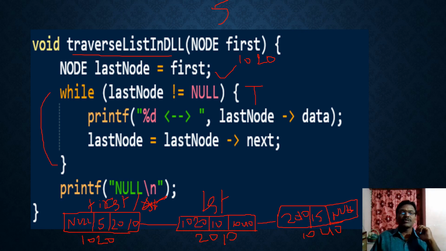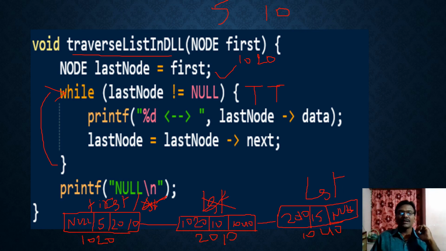Then move to while, last node not equal to null. Last node is representing 2010. So again the condition is true. Now print last node data. The last node data is 10. So it prints. Then last node equals last node next. Last node at present is 2010, next is 1040. Now after the statement execution, it is for the last.